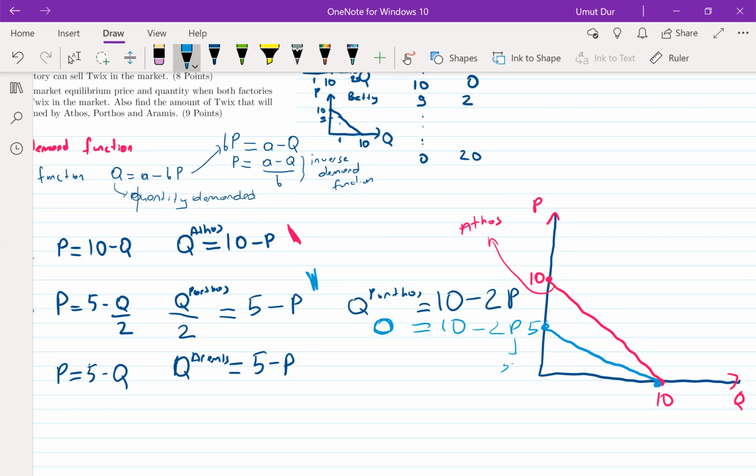And I will use green for Aramis. I will do exactly the same thing here. At what point is the demand curve for Aramis intersecting on the vertical axis? It's again 5. I'm doing the same math here: 0 = 5 - P, and P should be 5. And it will intersect at point 5 on the horizontal axis.